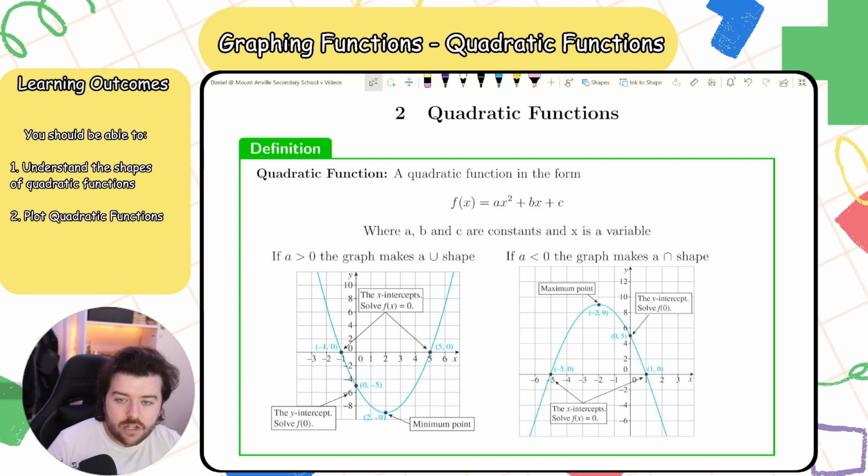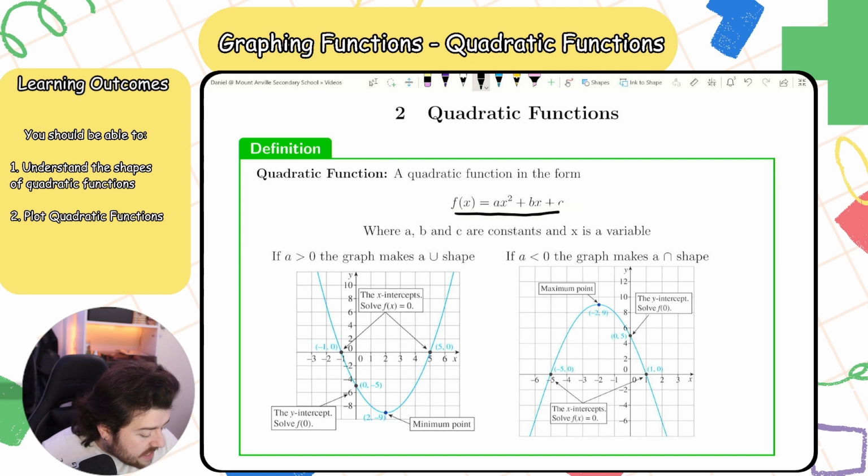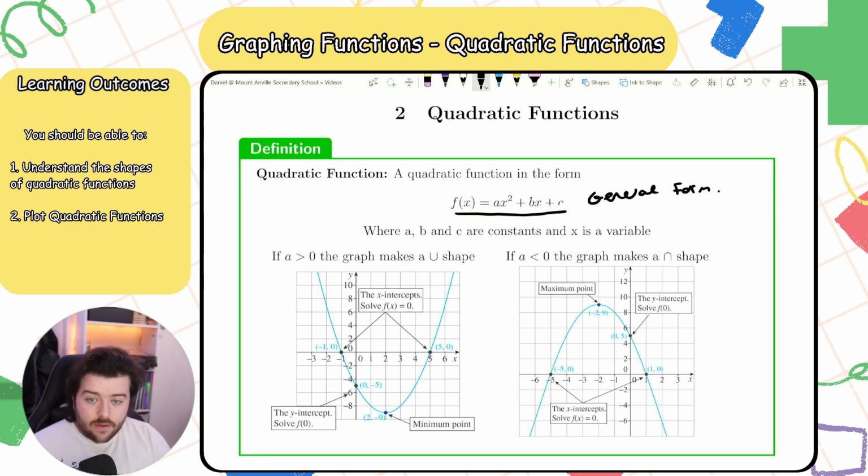A quadratic function is in the form f of x equals ax squared plus bx plus c. You should recognize this from the minus b formula, right? So this is called the general form of a quadratic, where a is the coefficient of x squared, b is the coefficient of x, and c is just my constant term.